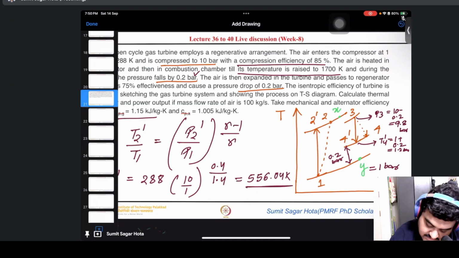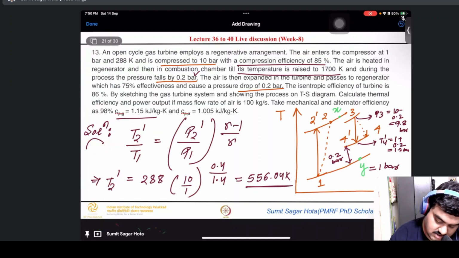In the question, if you really look, the air is expanded, and expansion always occurs in the turbine, and it passes through a regenerator which has a 75% effectiveness. The regenerator is a part of the system after the turbine, so this will go to the regenerator. We are assuming the whole system as one, and we are calculating the effectiveness of the turbine due to the process of regeneration.